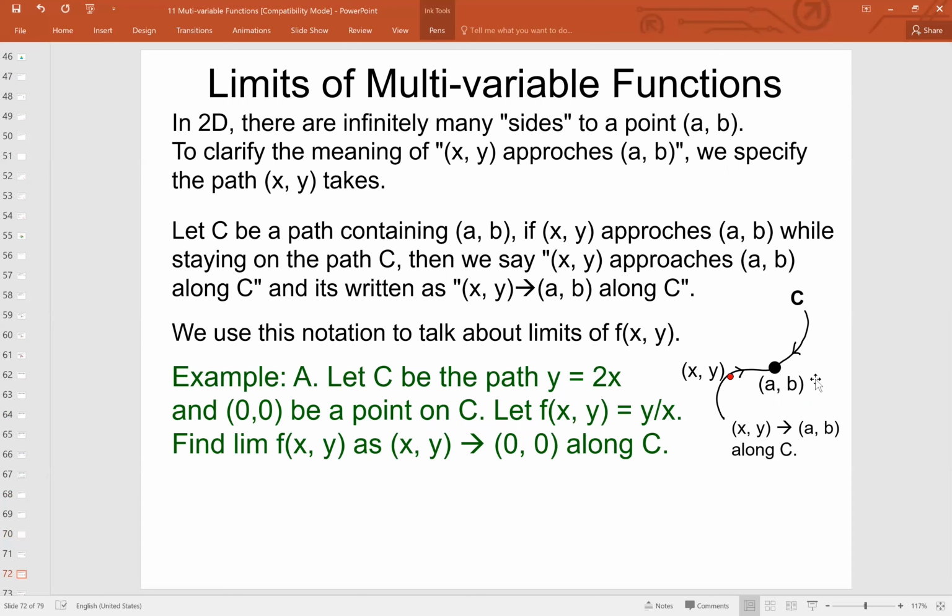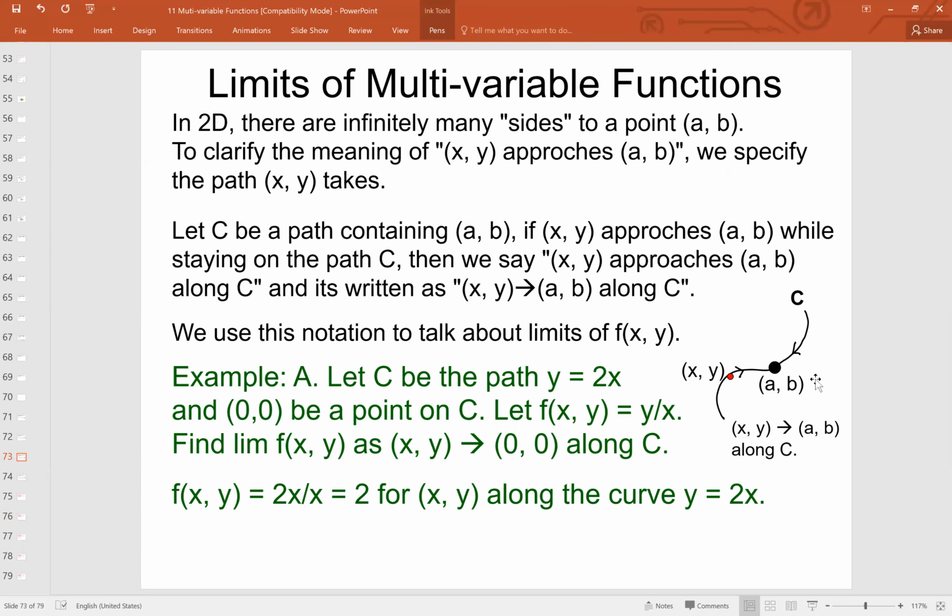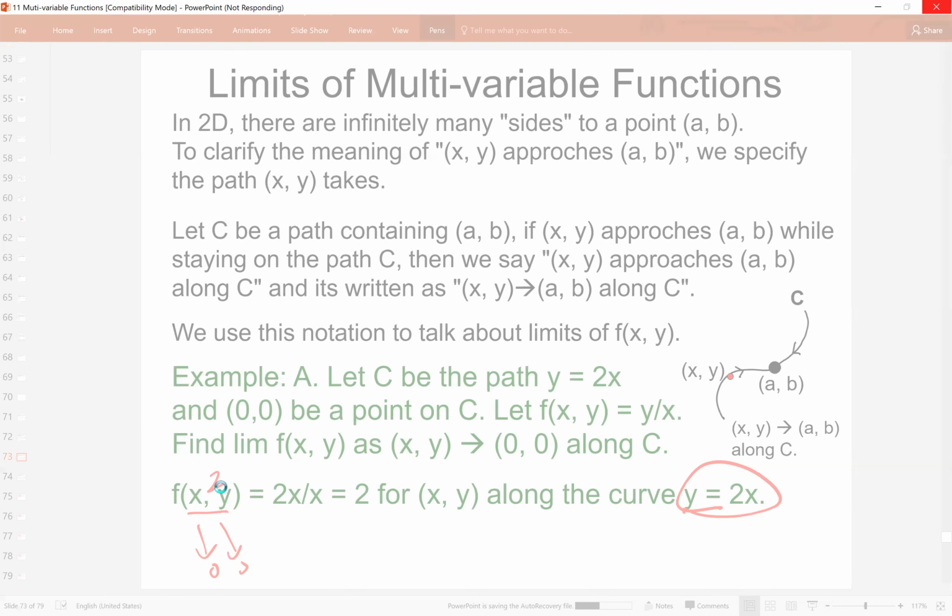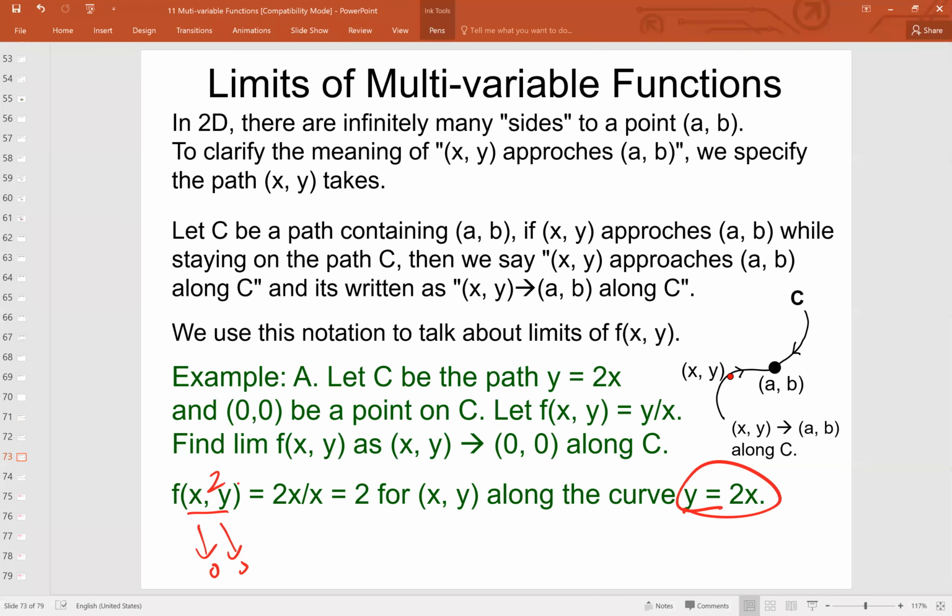For example, if I want to evaluate the limit of y over x as (x, y) approaches (0, 0), well, now it depends on how we approach (0, 0). If I insist that these points getting close to (0, 0) have y always equal to twice x, then the function is always 2x divided by x. It's always 2.